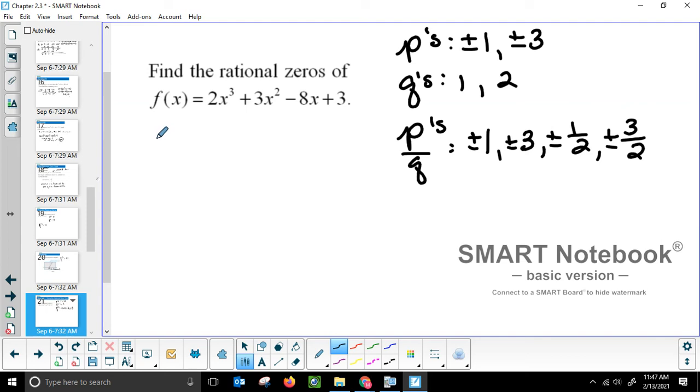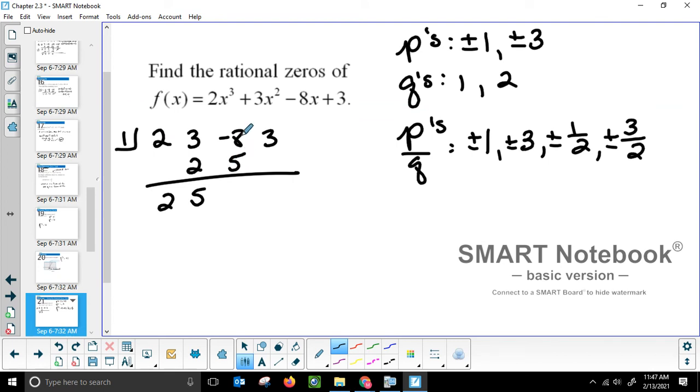The remainder theorem basically says if the remainder is 0, then we know that that thing is a factor. So all we have to do is plug these in using synthetic division. Let's first try 1. It's the easiest, right? So we have 2, 3, negative 8, 3. We bring this down, multiply, add, multiply, add, multiply, add. Sweet. So we know that 1 is a 0.